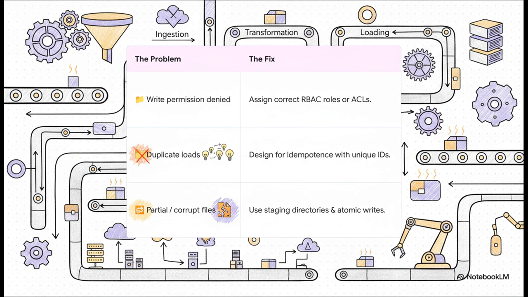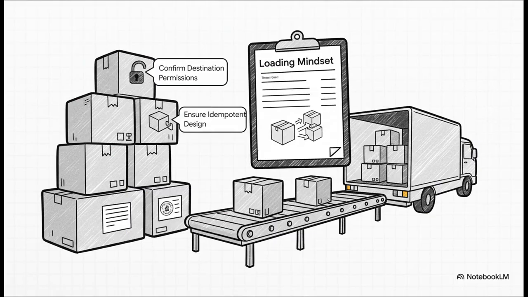That's why using techniques like atomic writes, which makes sure a file is either written completely or not at all, is so incredibly important for data integrity. So for this final stage, your whole focus is on guarantees. Guarantee you have the right destination permissions. Guarantee your design is idempotent so you can rerun it safely without creating a mess. And guarantee your delivery process is atomic, so those final files are always complete and never corrupted.